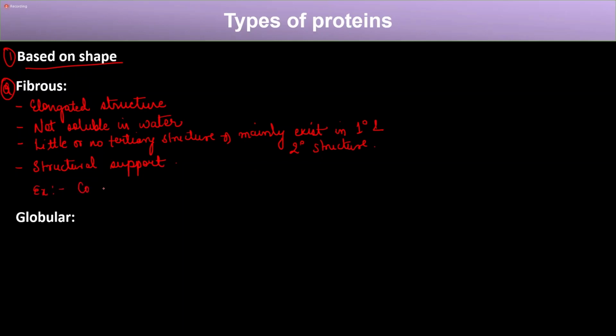Okay, and what are the examples of fibrous protein? The examples are collagen. Collagen is one of the most abundant proteins present in the body. Then we have other proteins like actin and myosin that are present in muscles. Then we have a protein that is present in our hair, that is keratin. Okay, so this is about fibrous protein, a type of protein based on shape, with an elongated structure.